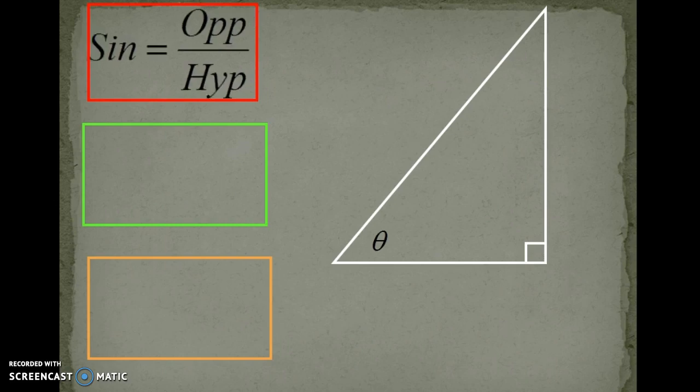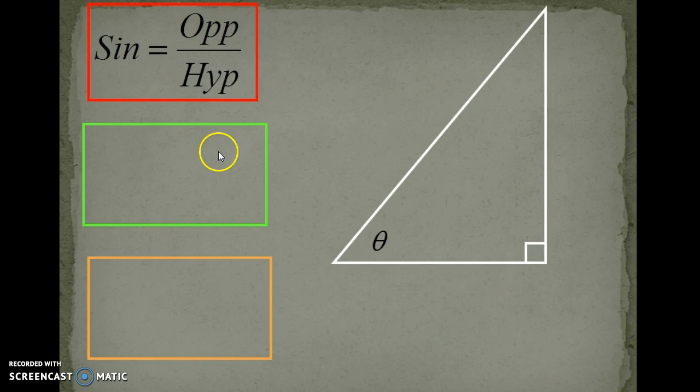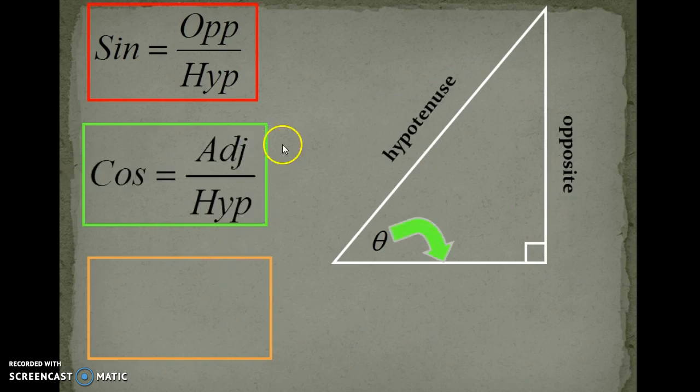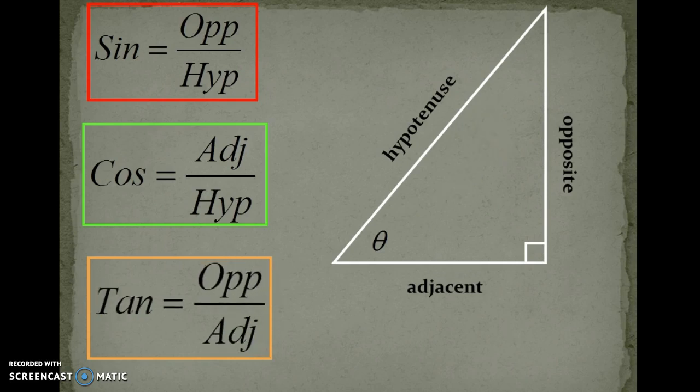Okay? So, sine is opposite over hypotenuse. Remind me again, what was tangent yesterday? Opposite over adjacent. So, sine is opposite over hypotenuse. Okay? Cosine is adjacent over hypotenuse. And then tangent is opposite over adjacent.